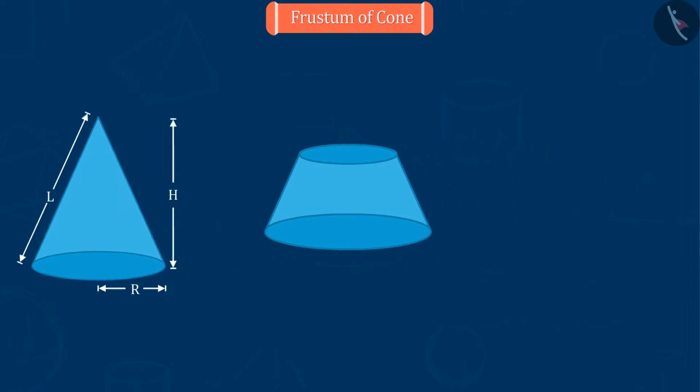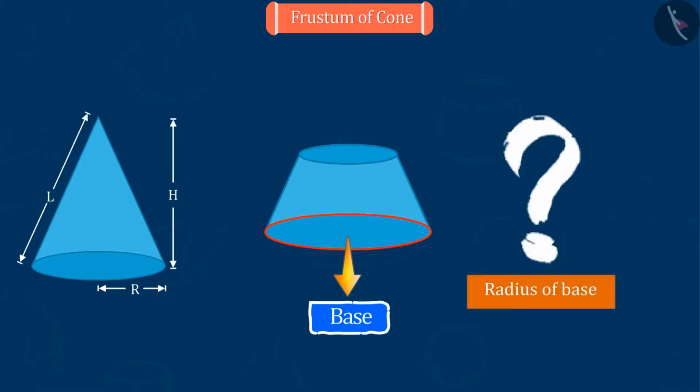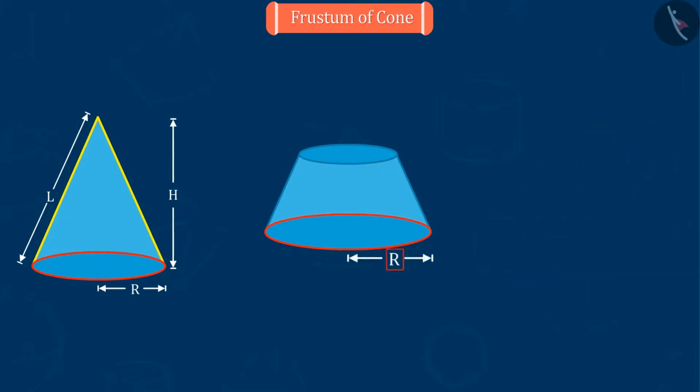You can see that the frustum has two circular ends. Its lower end is called the base of the shape. Can you tell the radius of this base? Absolutely correct, because it is the lower part of this cone. Therefore, its radius will be the same as the radius of the cone, which is capital R.